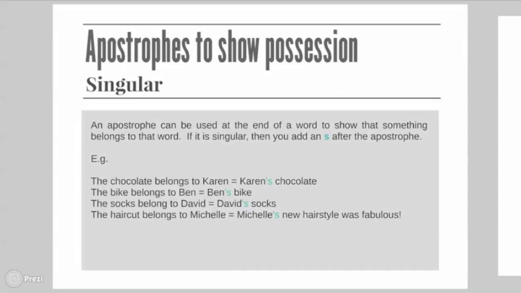Okay, so here we've got an example, the chocolate belongs to Karen. Now there's only one Karen, so the apostrophe comes after the word Karen and then an S is added after that apostrophe. We've got the bike belongs to Ben, there's only one Ben, so the apostrophe and the S comes after Ben to show that the bike belongs to him. The socks belong to David, so the apostrophe and the S comes after David, and they are David's socks. Okay, and the haircut belongs to Michelle, and we've got Michelle's new hairstyle was fabulous. So if it's just one thing, if it's a singular word, then you have an apostrophe and an S after it.